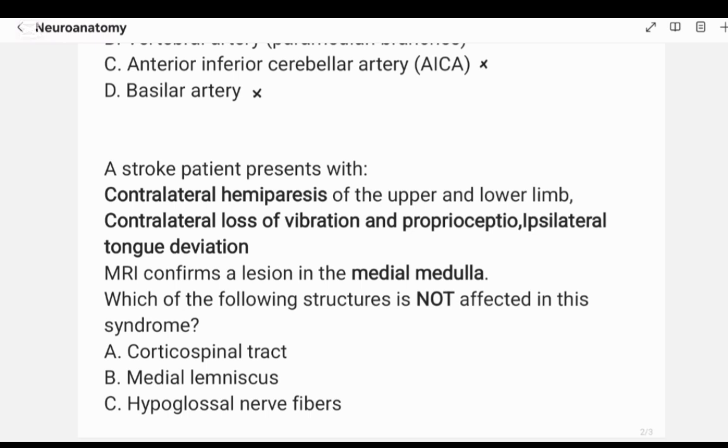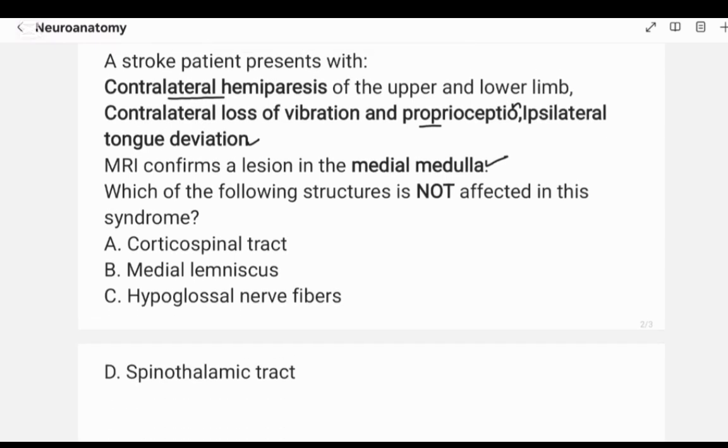Next question, a stroke patient presents with contralateral hemiparesis of the upper and lower limbs, of course, contralateral loss of vibration and proprioception, and ipsilateral tongue deviation. So again our triad of the medial medullary syndrome is clear, and MRI also confirmed there is a lesion in the medial medulla. Which structure is not affected? We already know which structures are affected. Corticospinal tract will get affected, medial lemniscus will get affected, hypoglossal nerve fibers will get affected, and spinothalamic tract is our answer, because we are referring to the structure which is not affected in this syndrome.